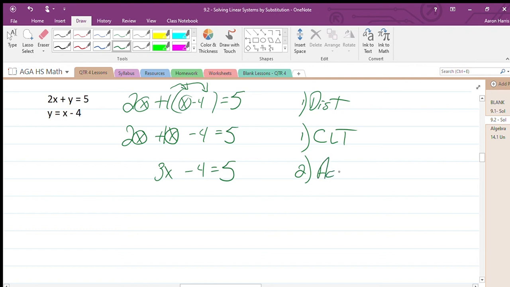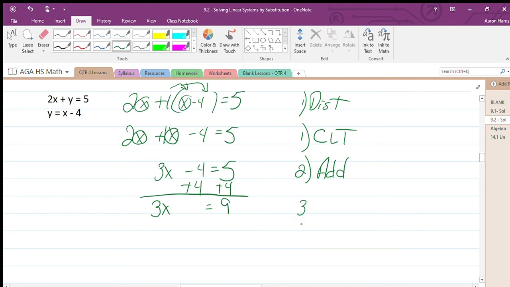Step 2, remove all addition and subtraction. Here, I'm going to add. So if I add 4 right there. So 3x, negative 4 plus 4, 0. Don't forget your equal sign. 5 plus 4 is 9.